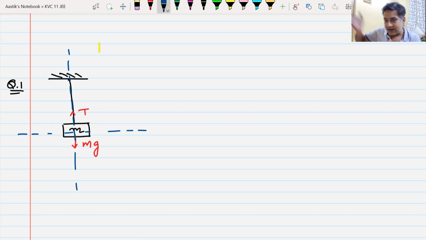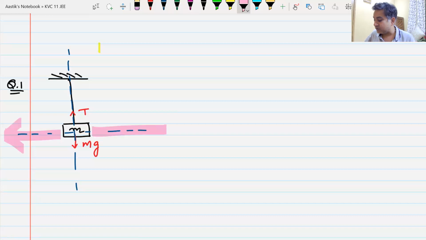There is no force going like this or that. I just have to equate forces. As you can see on the x-axis, this side or this side, there is no force. So there is no point of writing any equation.